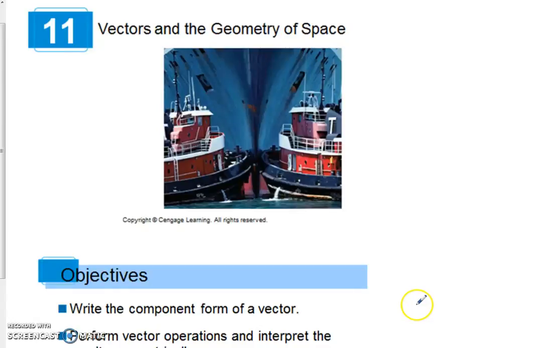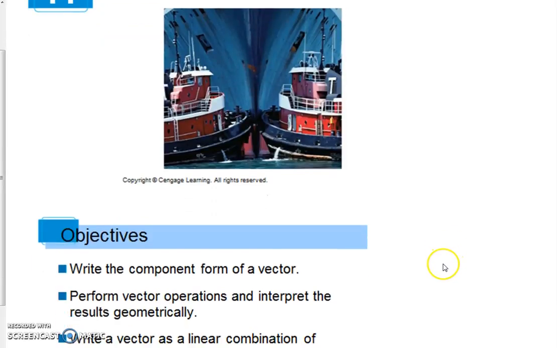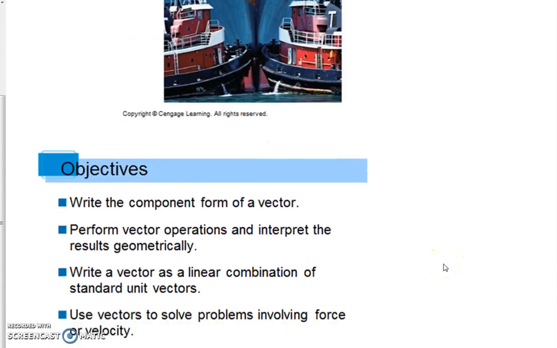Chapter 11, our last chapter. We look at 11.1, vectors and the geometry of space. Your objectives in this lesson: we write the component form of a vector, we perform vector operations and interpret the results geometrically. We're going to do that today in this lesson probably. Write a vector as a linear combination of standard unit vectors, and also use vectors to solve problems using force or velocity. These are real nice applications that we're going to see.